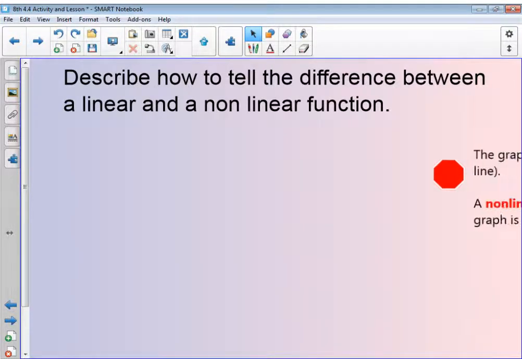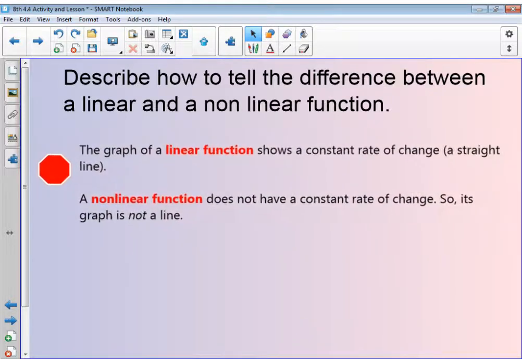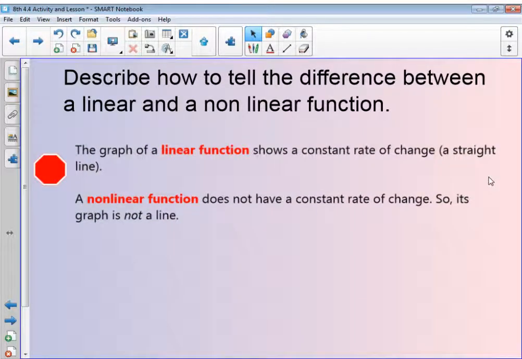Well, linear has the word line in it. So if we are looking at a graph of a linear function, it is going to show a constant rate of change, a straight line when we get to see the graph. Okay, it's constantly going to do the same thing the whole way throughout the graph. The slope is going to be the same, and then also the change between every interval is also going to be the same. A nonlinear function, on the other hand, does not have a constant rate of change.